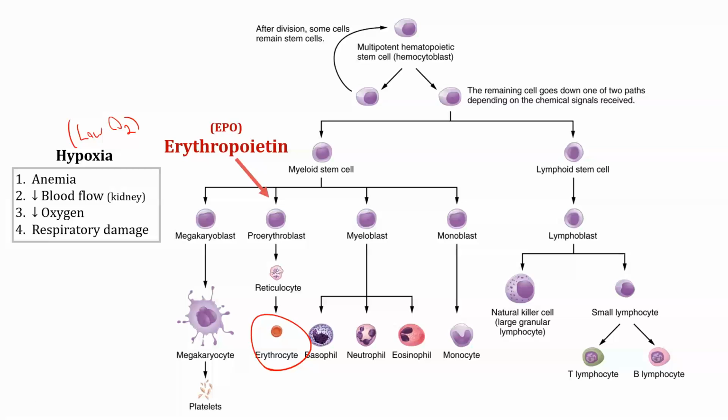Either of those conditions would lead to low oxygen in our body, and the kidney will detect that and release this stuff called erythropoietin, which is going to drive the production of red blood cells. So that's what our bodies are doing all the time when we become low on red blood cells.